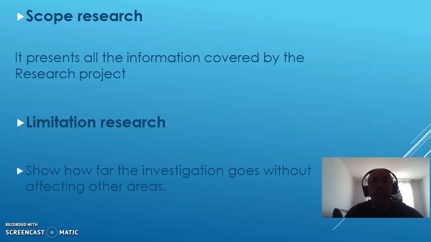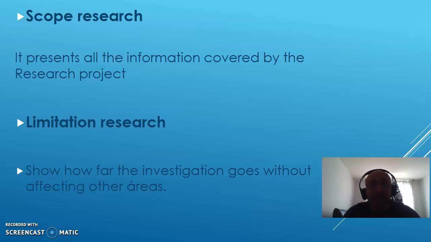The scope of the research. The scope is what we can reach with the object of the research. It presents all the information covered. For example, for my research, it could be public education in middle and high school in urban and rural schools. That could be the scope.